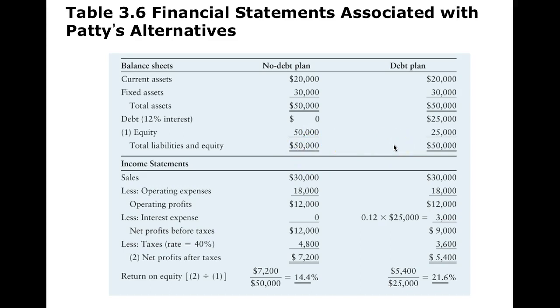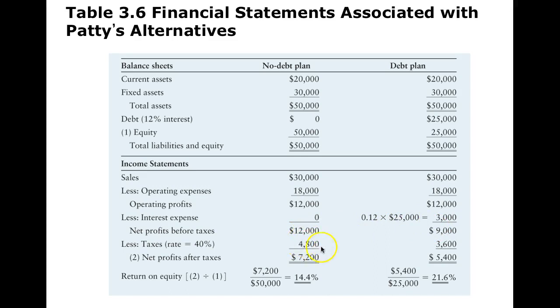Let's look at how that works out in the income statement. If you both have the same sales, the same operating expenses, and the same operating profits, the difference comes when you get to the interest expense. There's no interest expense here, but there's an interest expense for the debt plan. So that reduces the net profit. So you have $12,000 net profits here, $9,000 here.